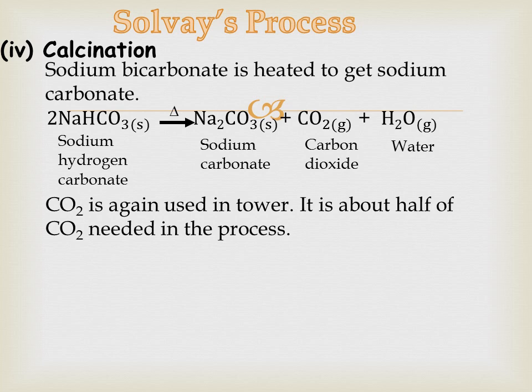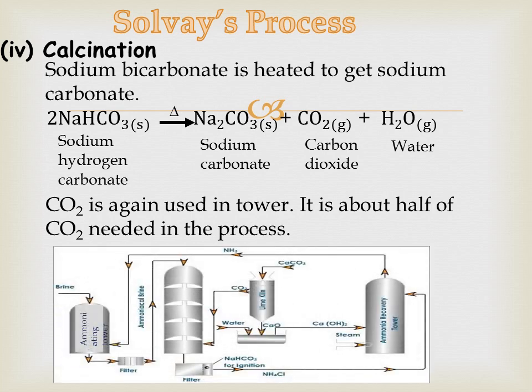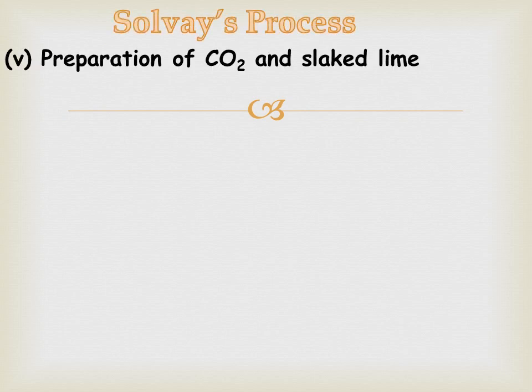We don't want to waste this, so we are having a line which is leading it to the carbonating tower. But the genuine source of carbon dioxide is calcium carbonate. Now later on, how are we going to prepare this carbon dioxide which is used in the carbonating tower?